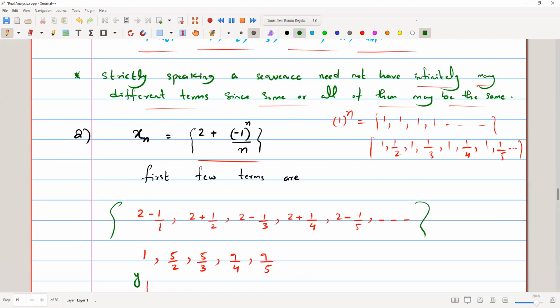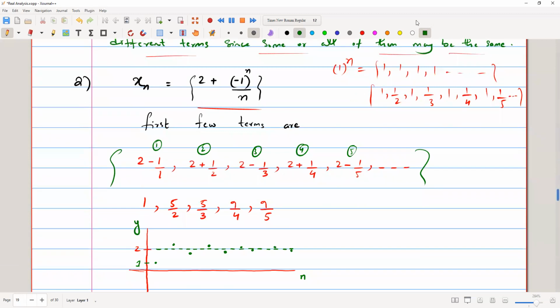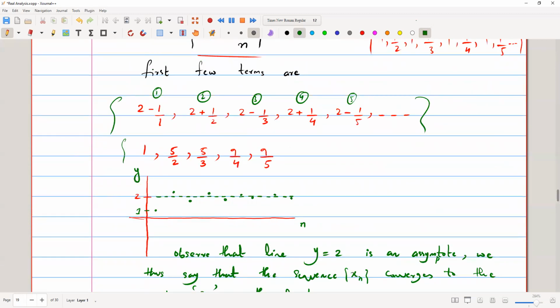So its first term is 2 minus 1 over 1, then 2 plus 1 over 2, then 2 minus 1 over 3, 2 plus 1 over 4. So we have 1, 2, 3, 4, 5. So we have the first 5 terms of the sequence. And if we simplify these terms, we get 1, 5 over 2, 5 over 3, 9 over 4, 9 over 5, and so on.